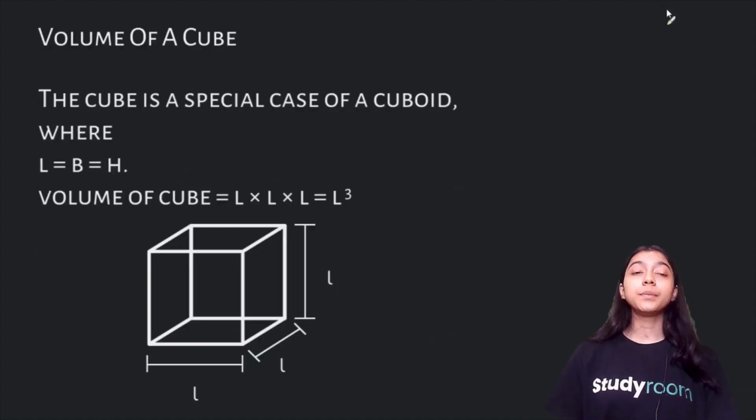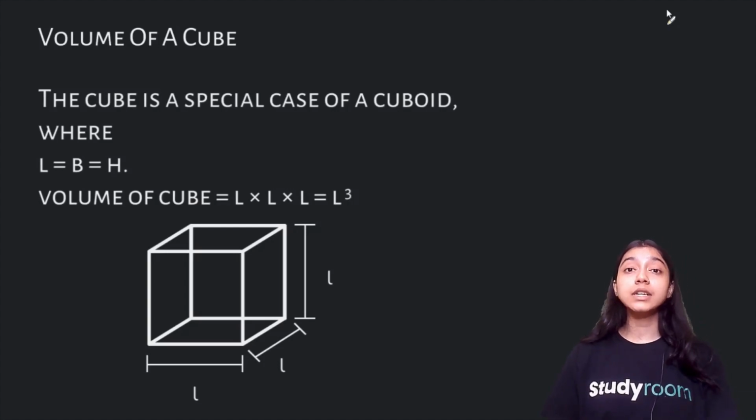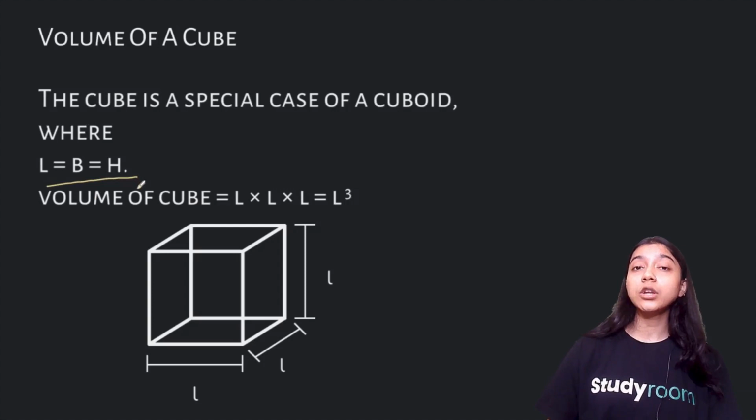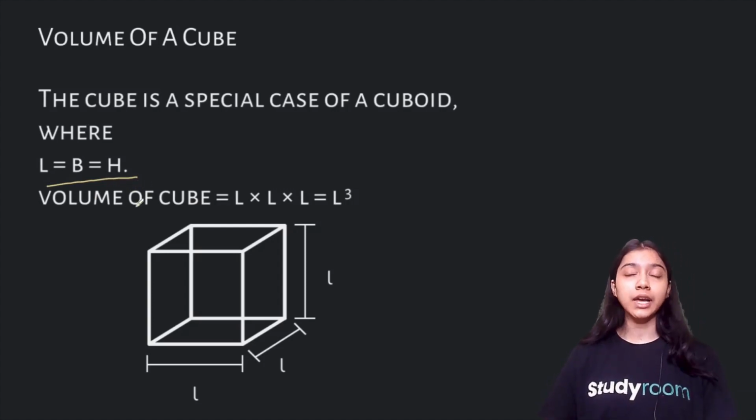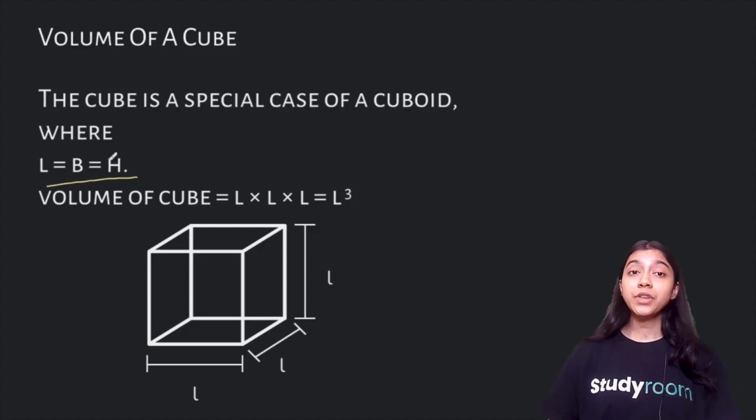Now we'll talk about the volume of a cube. Now, a cube can be called a special case of a cuboid. Why? If in a cuboid, the length, breadth and height all become equal to each other, in that case, a cuboid becomes a cube. So a cube can be called a special case of a cuboid in which length is equal to breadth is equal to height. So in case of volume of a cuboid, we used to write length multiplied with breadth multiplied with height. Let's say in a cube, what happens?